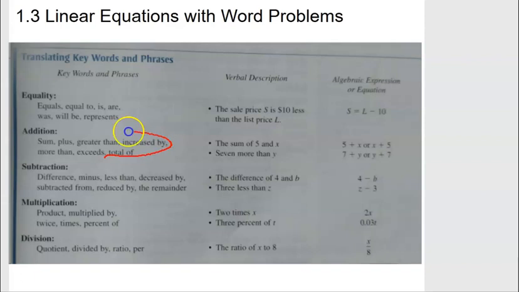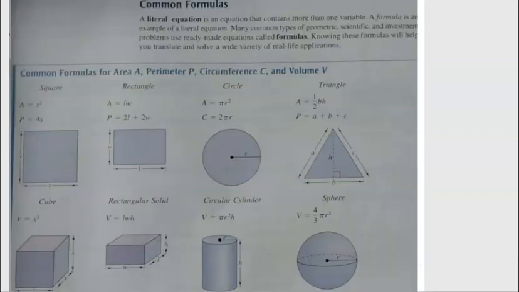These are all the different words that stand for addition. If you see the word sum, that means to add. Same thing with difference, means to subtract. Product means multiplication, so these are all possible words for multiplication, and then division. So just pause the video and look at that for a moment. And then the next couple pages, these are just common formulas that you have seen before.